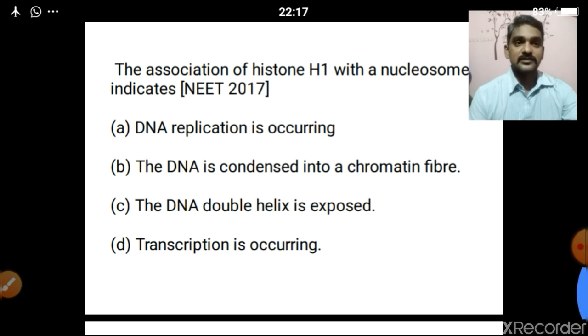Next question. The association of the histone with the nucleosome indicates what? DNA replication is occurring, DNA condensed in chromatin fiber, DNA double helix is exposed, transcription is occurring. So what is the use of histone? I have said in my session, histone proteins are structural proteins used for compactly packing the DNA in the nucleus. So easily you can say the answer: the condensed form of DNA into a chromatin fiber. That is the answer here.